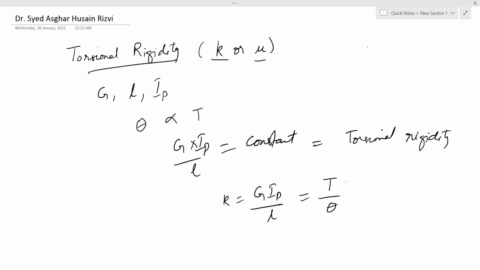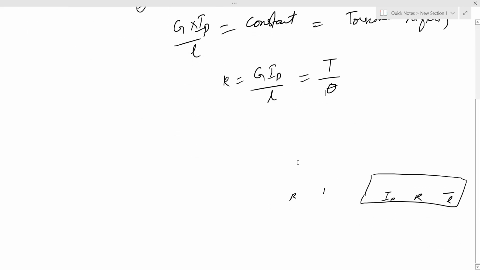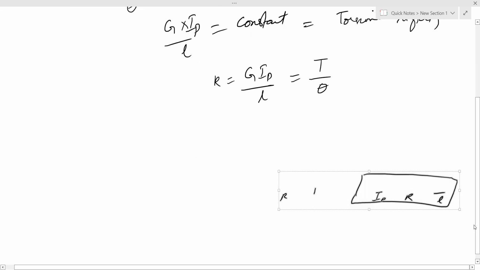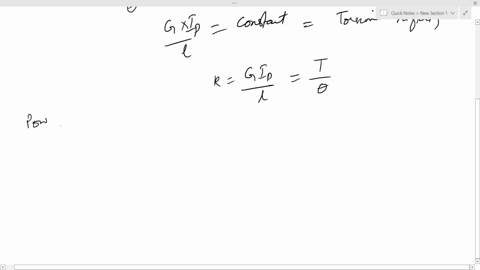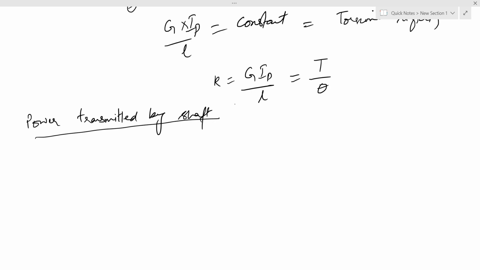The last topic that we will discuss here is the power transmitted by a shaft. This is the amount of power that the shaft transmits on application of twisting moment.